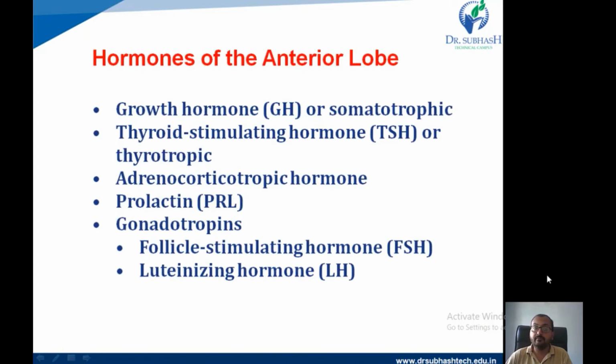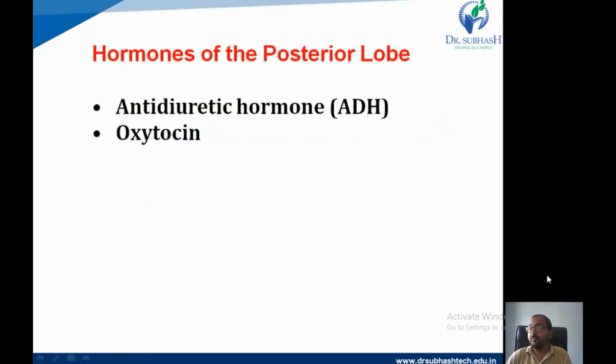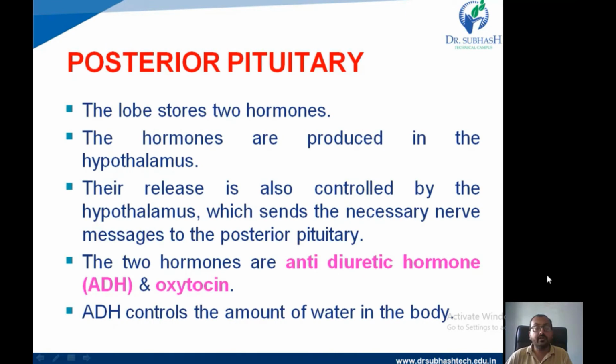The hormones of the anterior lobe, which we have already listed, are growth hormone or somatotropic hormone, thyroid stimulating hormone or thyrotropic hormone, adrenocorticotropic hormone, prolactin, and gonadotropins, in that follicle stimulating hormone and luteinizing hormone. In the case of the posterior lobe, it is antidiuretic hormone, that is ADH, and oxytocin. Okay, first today we will learn about the posterior pituitary gland and its secretions.